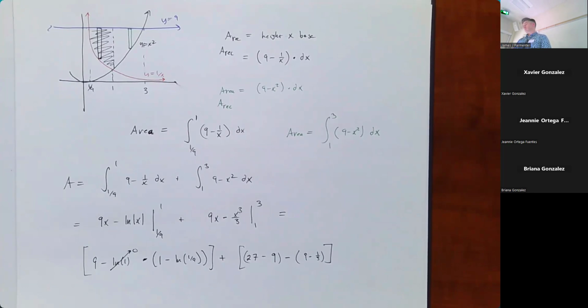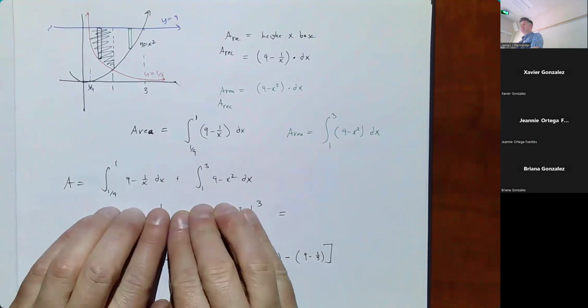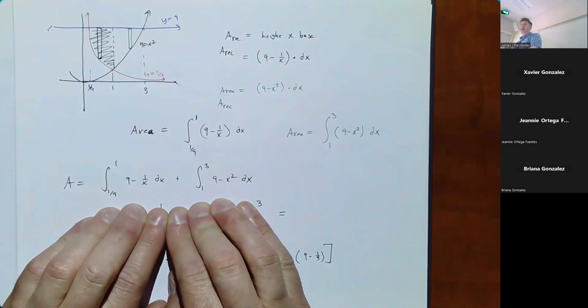I could have asked this question in the following way: set up an integral for the area bounded by these curves. If I had written this answer, it would be incorrect because that is not an integral. That is 2 integrals added together.